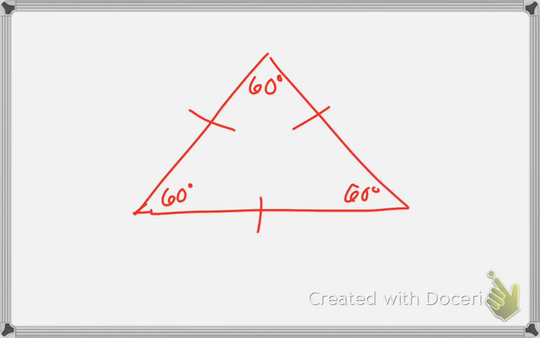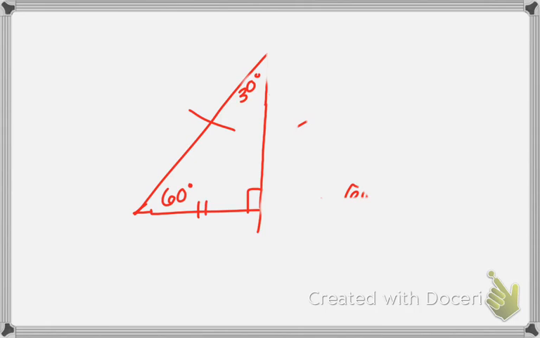If I were to sketch in the altitude, that would hit at the midpoint here and here. So now, what happened to this top angle? It's split in half. So what would each half be? Well, if the whole thing was 60, now each of them would be 30. So now look what happens to half of my triangle. Doesn't that become a 30, 60, 90 triangle?